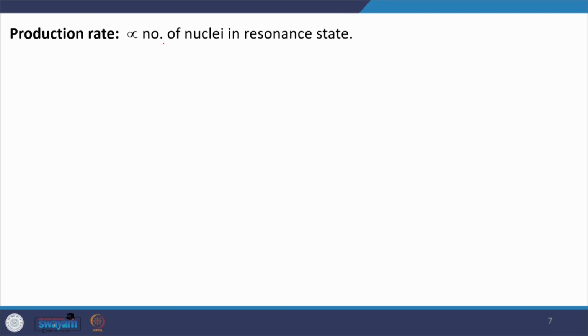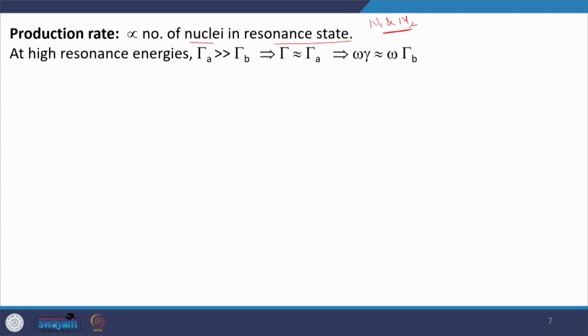So, the production rate is always proportional to the number of nuclei in the resonant state, that means N1 and N2, okay. And at high resonance energies, the formation width is always greater than the decay width, of course not at the low energies, okay. Then the total partial width is the sum of the formation width and the decay width, and the decay width is negligible. So, the total partial width is nothing but the formation width.